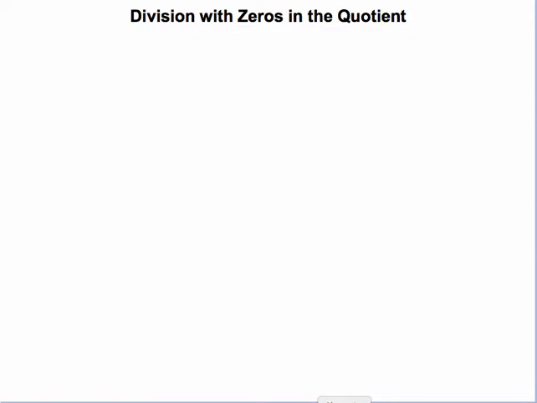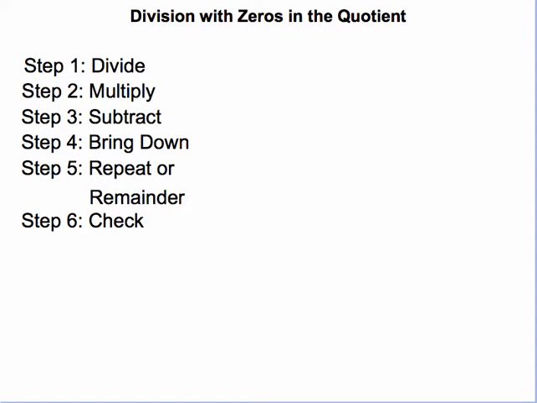Good evening. Tonight we're going to be talking about division with zeros in the quotient. Let's review our steps to division. First step is to divide, then multiply, then subtract, then bring down. Then you're either going to repeat the process or you have a remainder. And then finally, you need to check your answer. So let's look at what they would like us to do today.